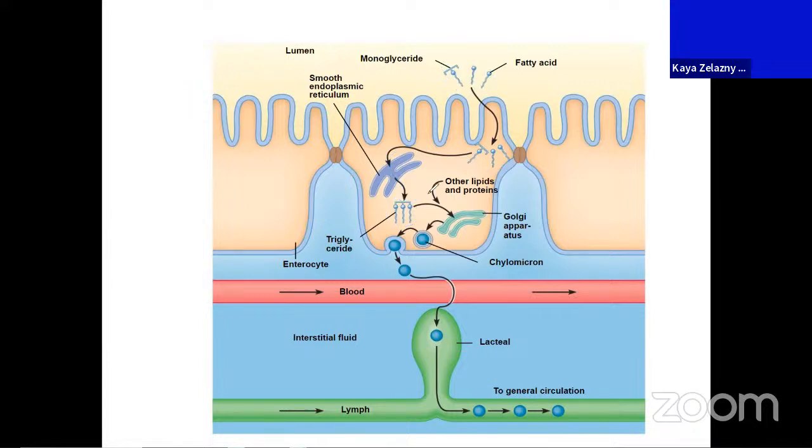Okay, we're going to take those triglycerides. We're going to mix them up with other lipids and even some proteins. Send them to the Golgi. Makes a nice chylomicron. So we've got this lipoprotein structure. It's a combination of lipid and protein. Okay, so in this chylomicron, we can see that merging into that basolateral membrane and going out of the cell through the exocytosis process.